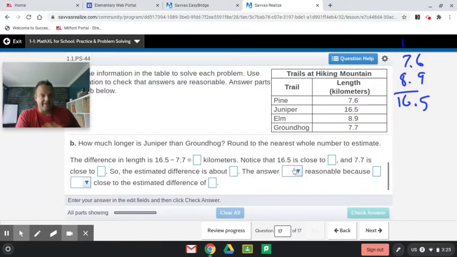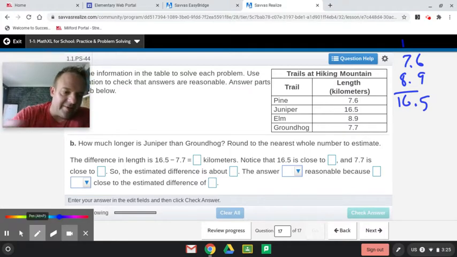The difference in length is 16.5 minus 7.7 kilometers, which is what? Well, let's figure that out.